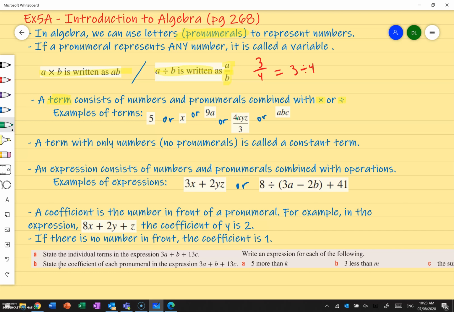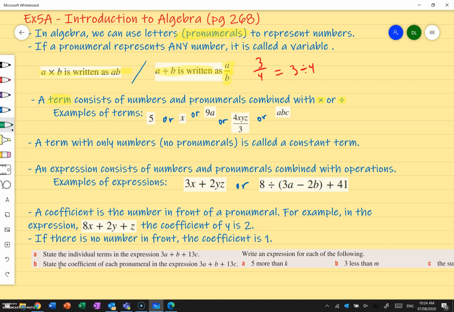Here, I've got 4 times x times y times z all divided by 3, which means that that is also one term here. ABC is also one term because A times B times C is connected by multiplies. So ABC is also a term.